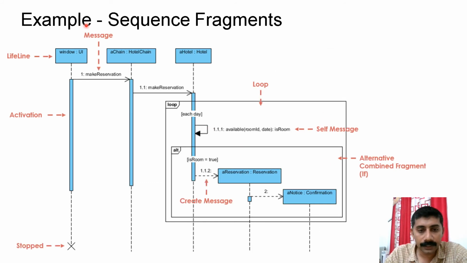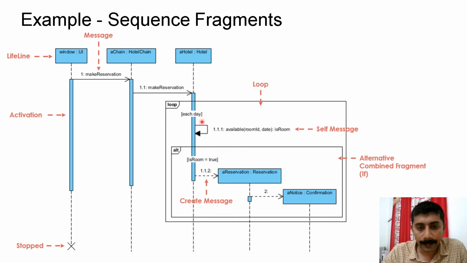Here we have another example. This is for a hotel booking. From the user interface, the user is making a reservation to the hotel. First that reservation request will reach the hotel chain. Let us consider that we are trying to book a room in Hotel Taj. This chain is nothing but the hotel chain. So the request reaches that hotel chain. In that hotel chain, you have to make a reservation at a particular hotel, so the request will reach that particular hotel.